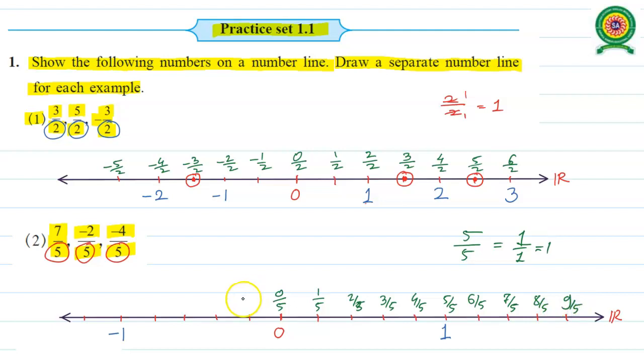Towards the left of 0 we now have all the negative rationals: minus 1 by 5, minus 2 by 5, minus 3 by 5, minus 4 by 5, minus 5 by 5. Look at minus 5 by 5 too. After dividing we have minus 1 by 1, which means minus 1. So exactly at the point of minus 5 by 5 we have minus 1.